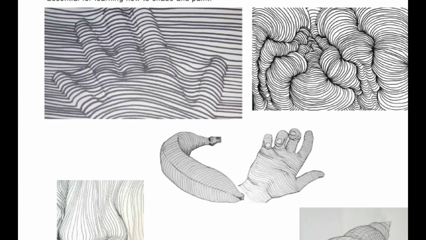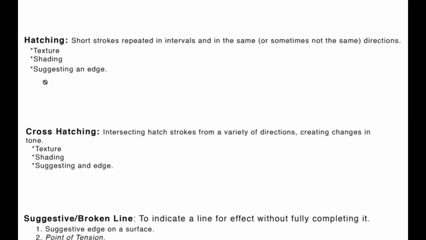Well, how about the cross contouring? Do you see how certain strokes are in intervals and they also curve at certain points and they curve in different directions in other points? Well, you can use hatching to suggest an edge on a form.